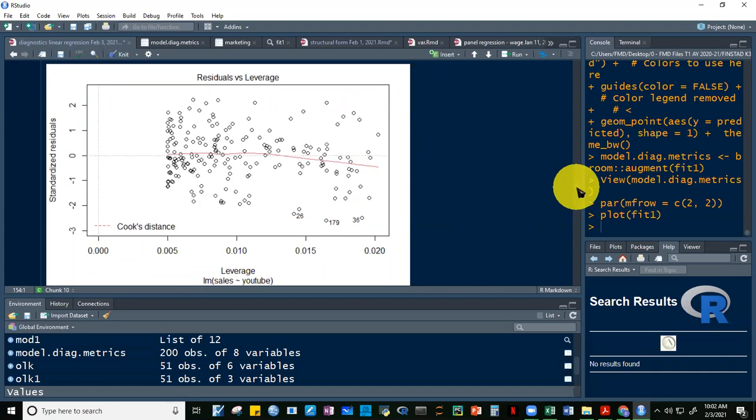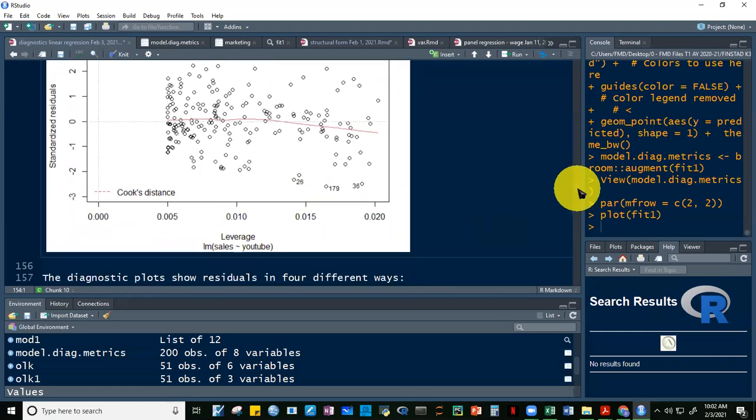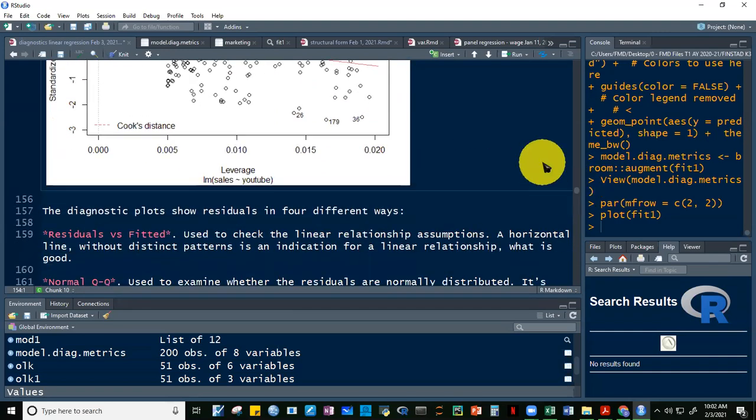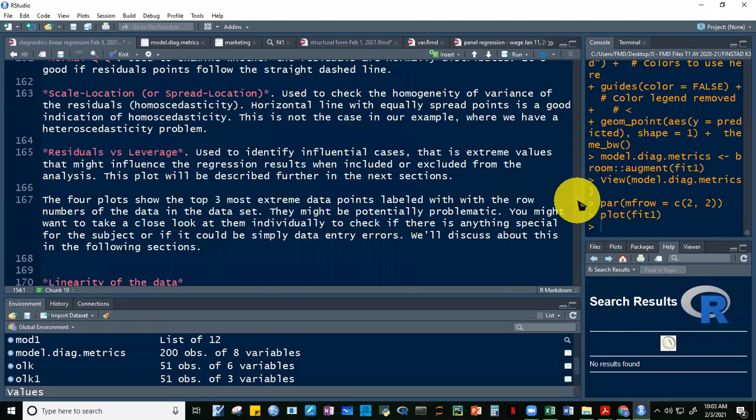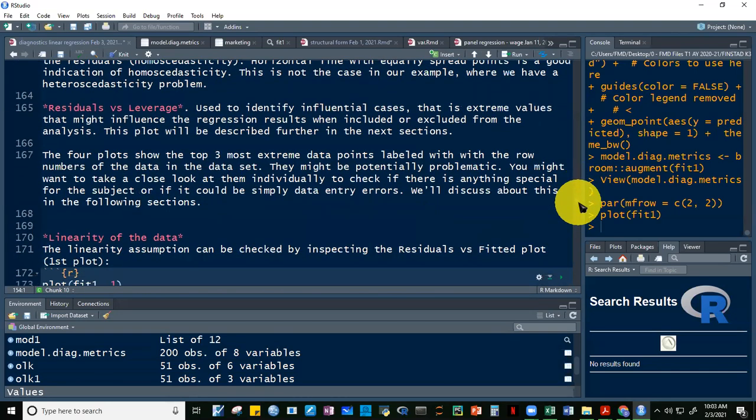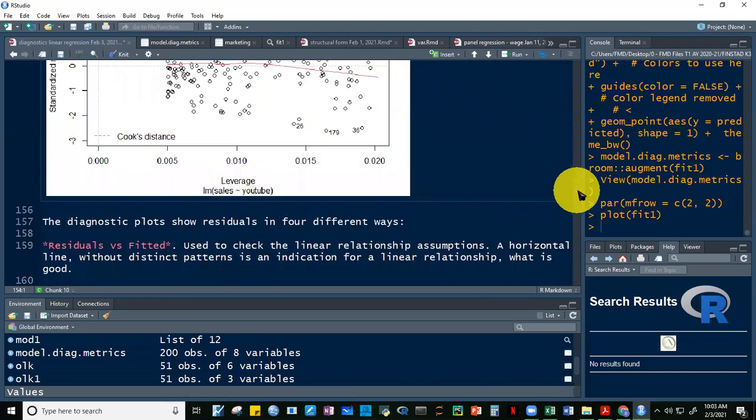Unfortunately guys, it's not part of this course, no? Pwede kayong mag-further research if you want to really take a look at the effect of influential points. Dito, natututunan natin kung paano i-identify kung may possible na influential points ba. Okay, so let's continue. Okay, the four plots show the top 3 most extreme data points. Yan, sinabi natin, yung tatlong yun. Plot number 4, yan, 26, 179, 36.